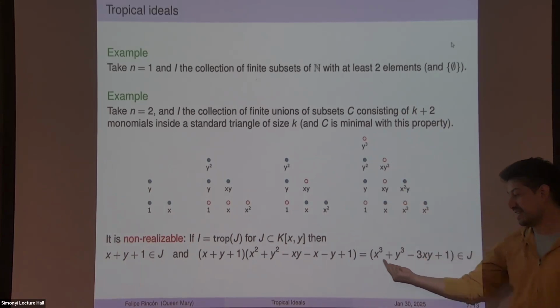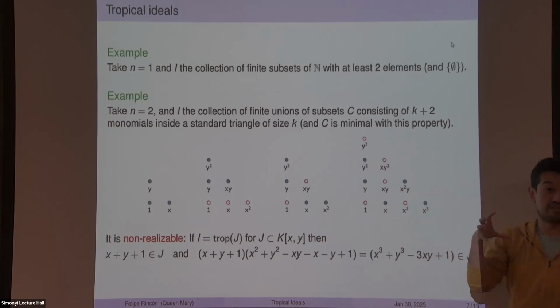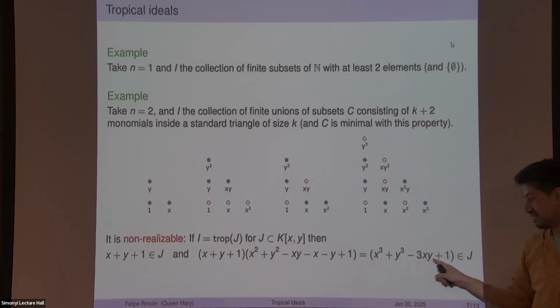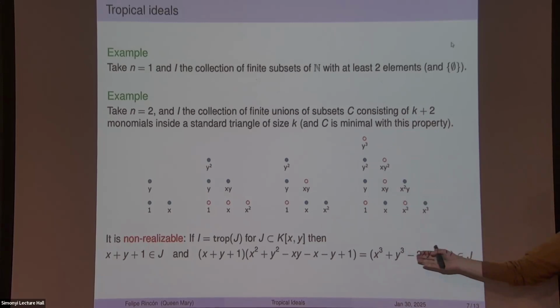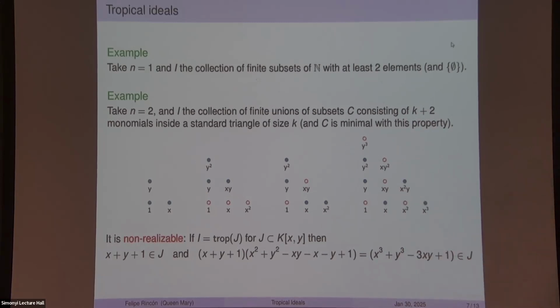But in any case, these are like 3 or 4 subsets: this one, that one, that one, for lattice points that are spread out, that are not k plus 2 inside a triangle of size k. So this should be in your ideal J, but this is not one of the things you put in your tropical ideal. This one is not. It's 4 monomials inside a triangle of size 3, not 2.